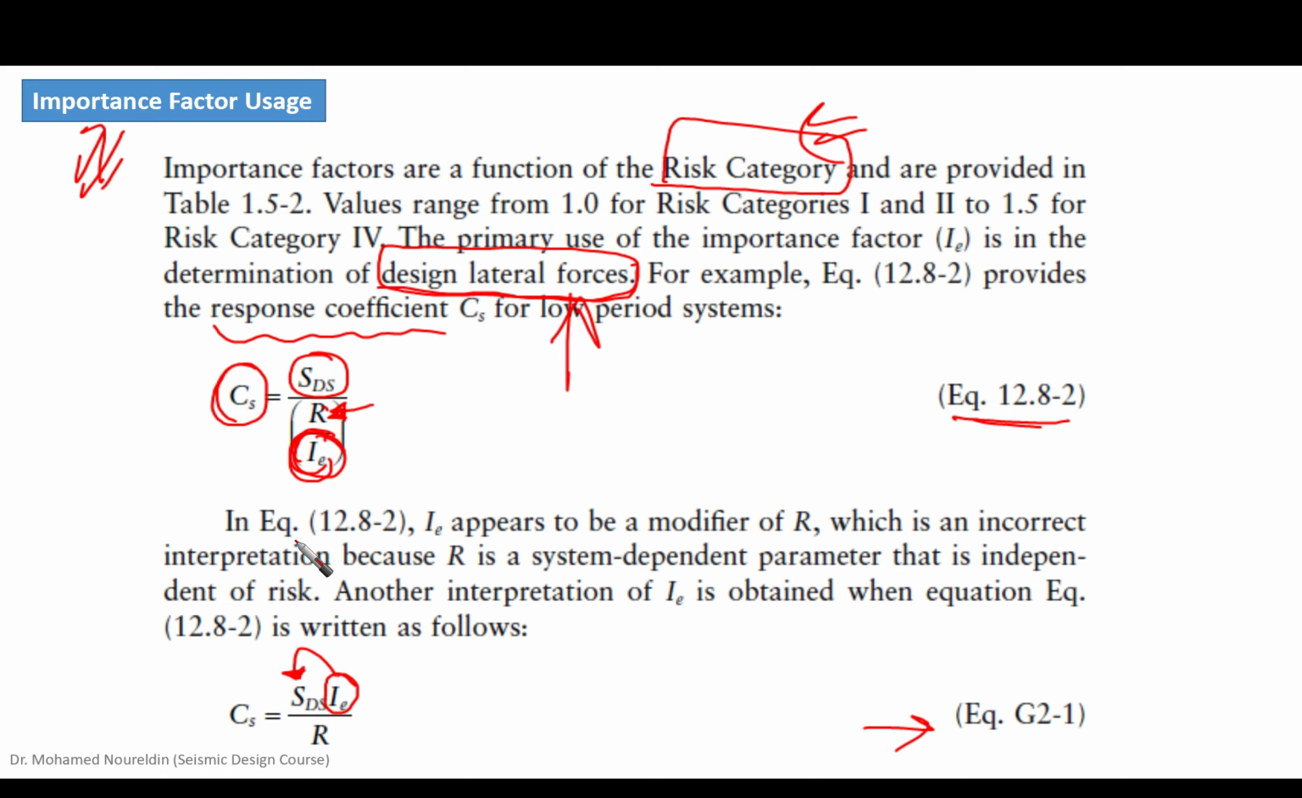In Equation 12.8, which is this equation, it's only a note. IE appears to be a modifier for R, which is an incorrect interpretation, because R is a system-dependent parameter that is independent of risk. So you should look at IE in this equation independently. It has nothing to do with SDS. It has nothing to do with R.